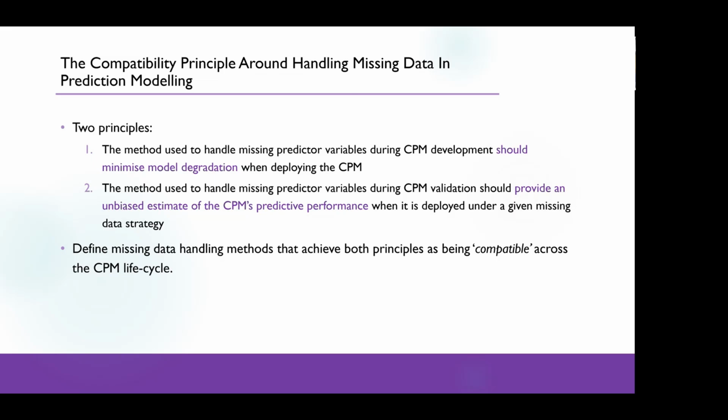The second principle I'm going to introduce is that the method that we use to handle missing predictors during validation should provide an unbiased estimate of that model's predicted performance when you then deploy it. So if I do a validation study and I estimate an AUC of 0.7, is that an unbiased estimate of that AUC in the deployment setting? And for any missing data handling method that achieves both of those two things, I define that as being compatible across the life cycle.